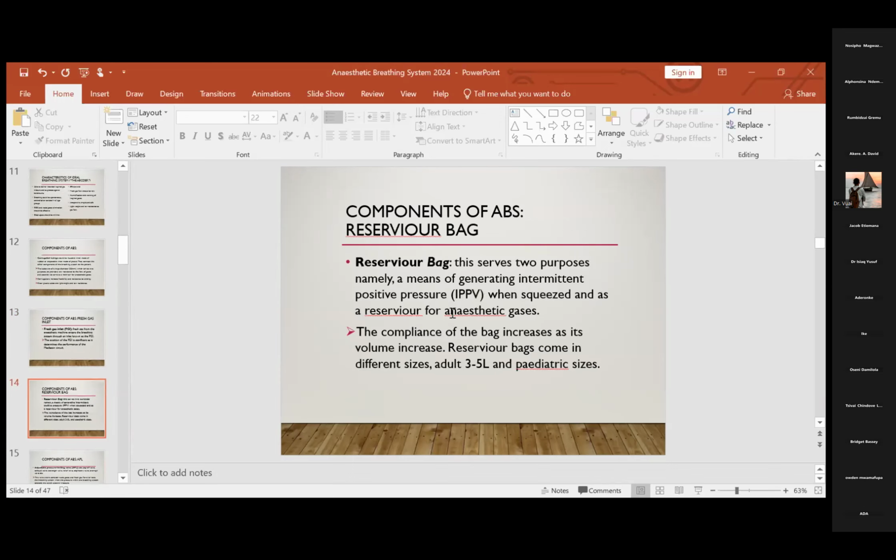Now we have the reservoir bag. I hope you can picture it as we mention each of the components. The reservoir bag serves two purposes also. Number one, it is a means of generating intermittent positive pressure ventilation, that is, when you squeeze it, and it also serves as a reservoir of anesthetic gases. Very important single-best-answer question: the compliance of the reservoir bag increases as its volume increases. So this is important. Reservoir bags come in different sizes. We have the pediatric sizes, and adults can vary from 3 to 5 liters.